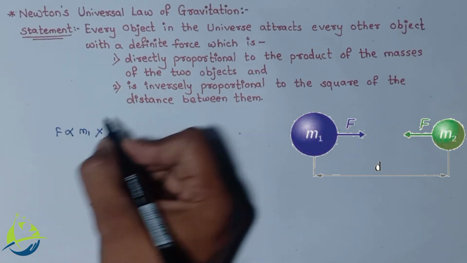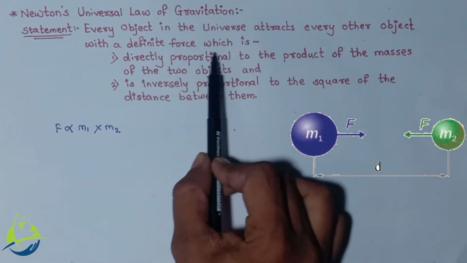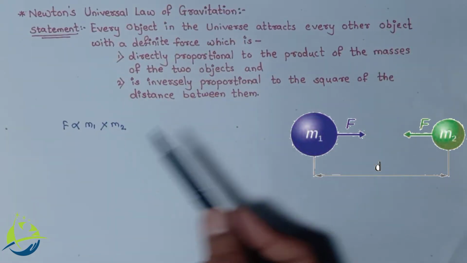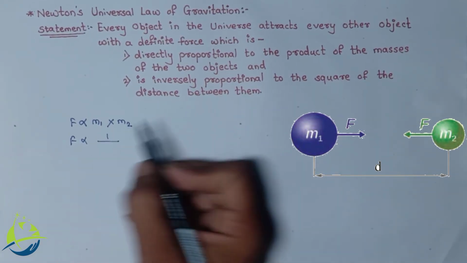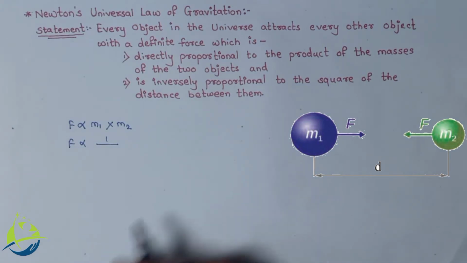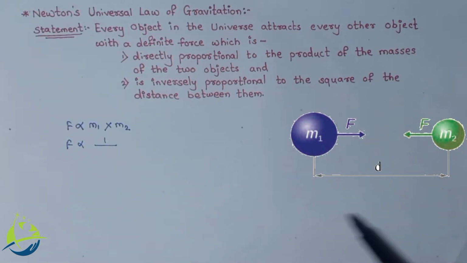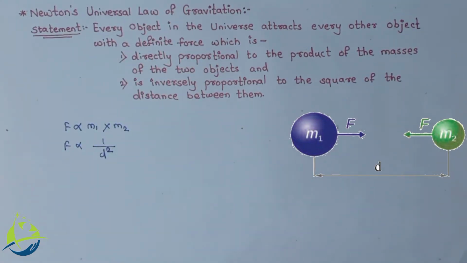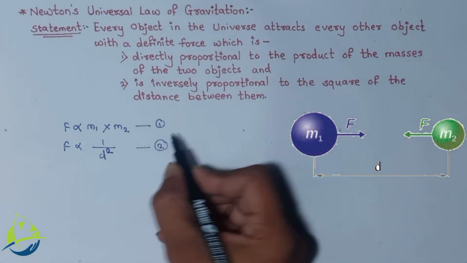See, m1 into m2. Okay, now next point, this definite force is inversely proportional to the square of the distance between them. See, this force is inversely proportional, means 1 upon the square of the distance between them. These two objects have distance d, so the square of it becomes d square. Okay, this will be your first equation, this will be your second equation.